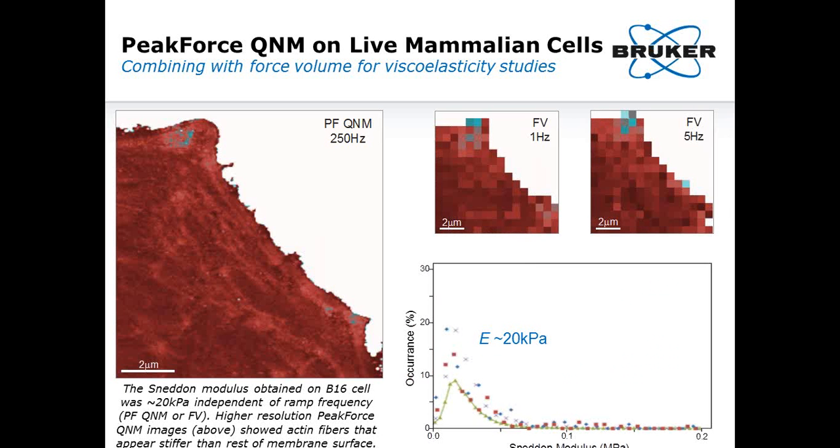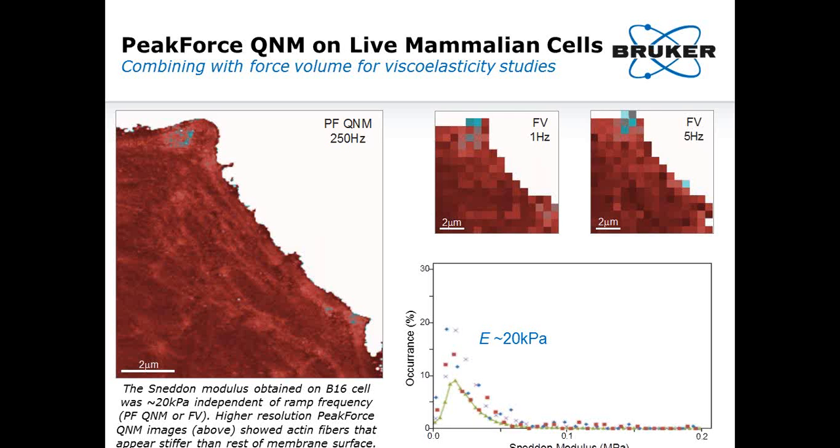Viscoelasticity is a time-dependent mechanical response to a loading force. The viscoelastic behavior of cells can be studied using the extended range of frequencies or ramp rates provided by combining PeakForce QNM and force volume measurements. Force volume is well accepted as a tool for studying the mechanical properties of cells at ramp rates of less than 10 or 20 Hz. PeakForce QNM can also be conducted at frequencies of 250 and 500 Hz, as well as 1 and 2 kilohertz.